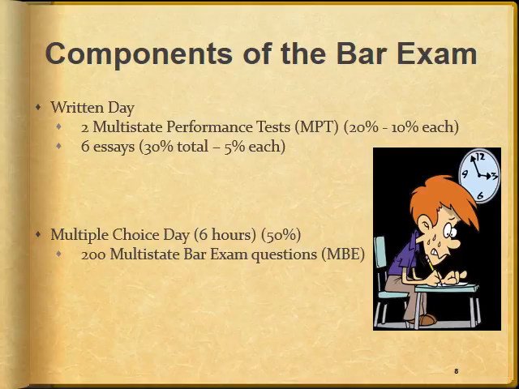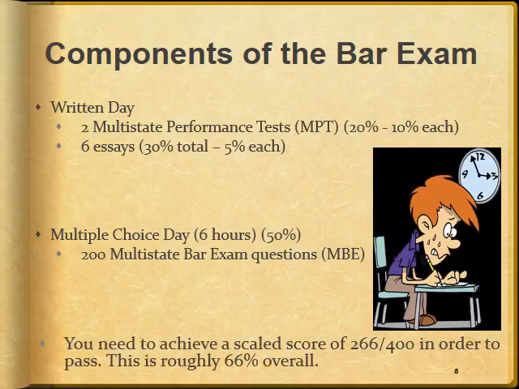The second day is the multi-state bar exam. The multi-state bar exam consists of 200 multiple choice questions. There are 100 questions in the morning session and 100 questions in the afternoon session. The MBE is worth 50% of the exam. We will go over each of these components one by one. You need to achieve a score of 266 out of 400 in order to pass the bar exam. This is a scaled score of about 66%.